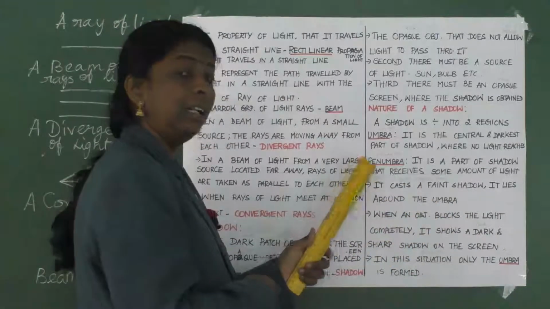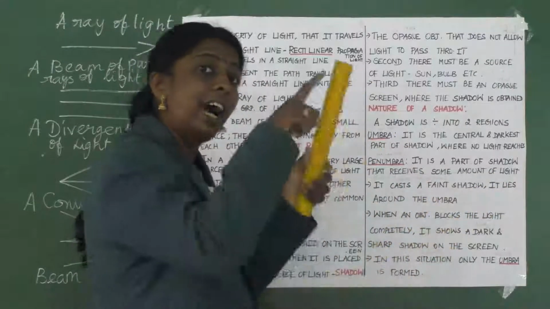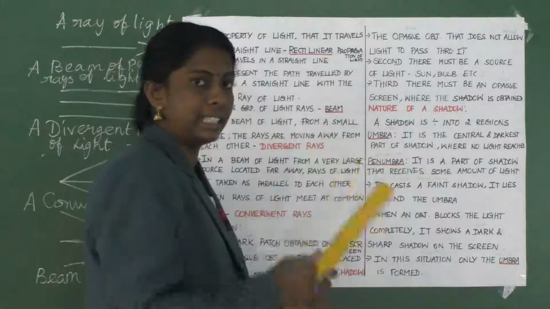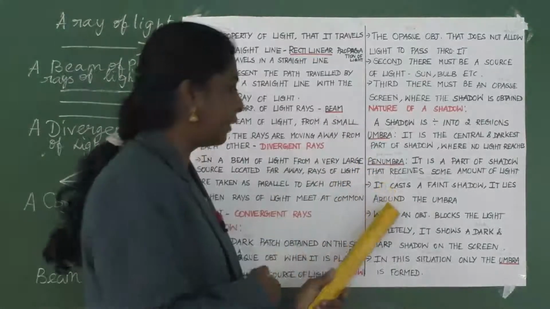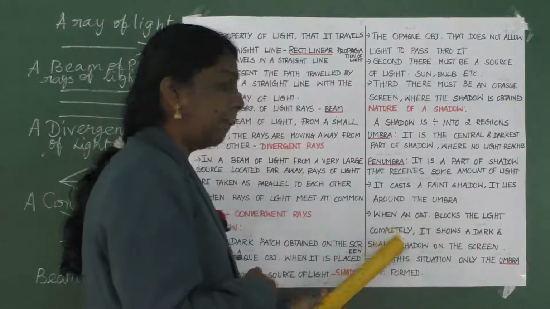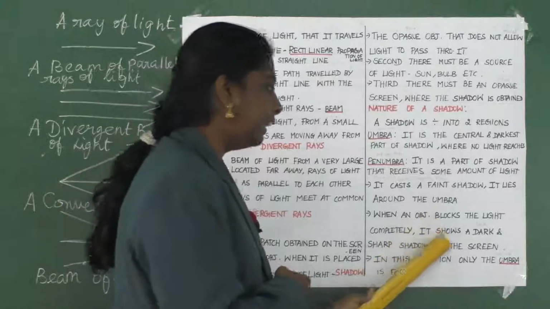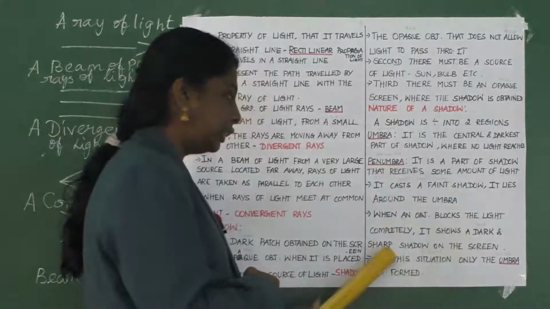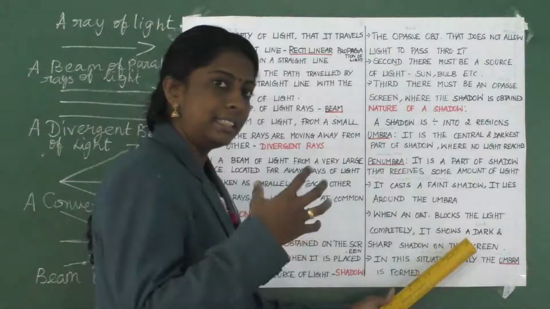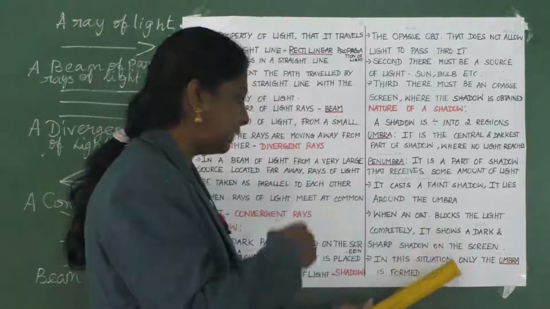This penumbra shows a faint shadow and it lies around the umbra. Around the umbra, which is surrounding the center part, is said to be the penumbra. Then, when an object blocks the light completely, it shows a dark and sharp shadow on the screen.